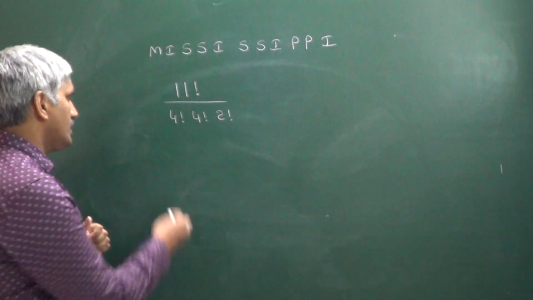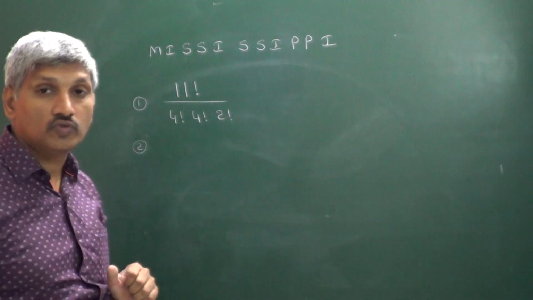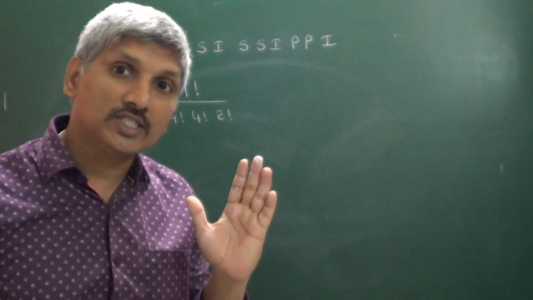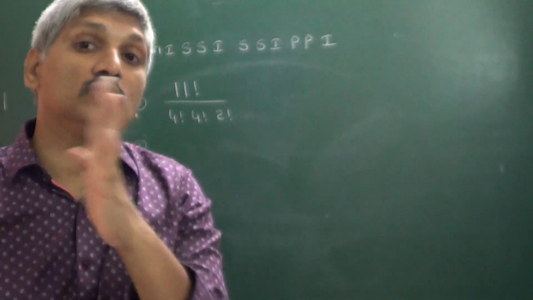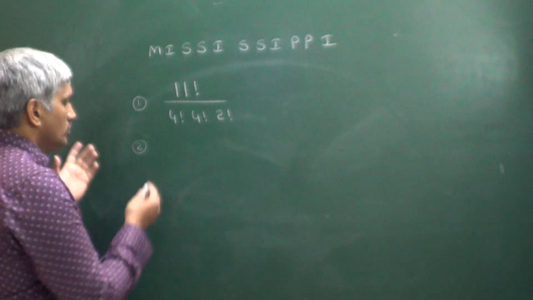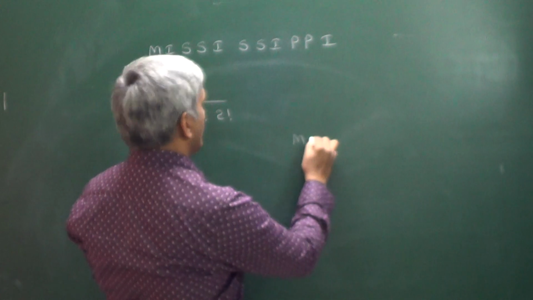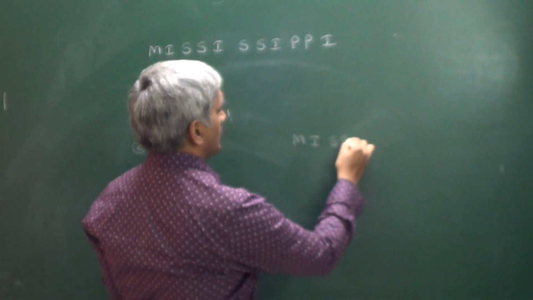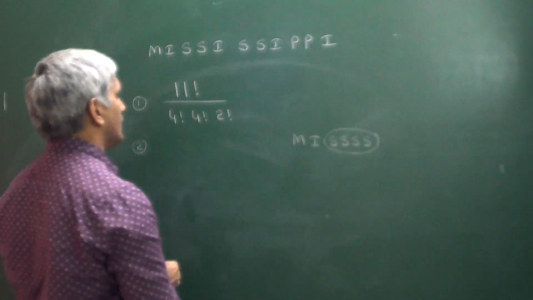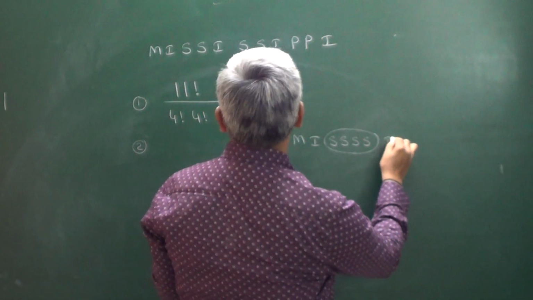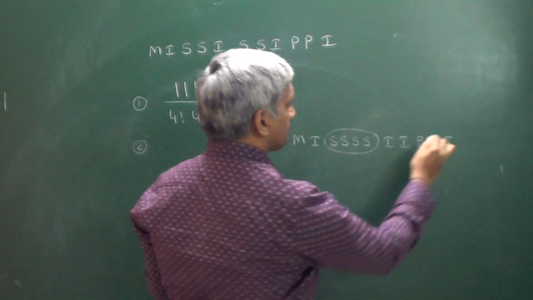Here he is asking for the number of words such that all S's do not come together. First of all, I am considering all S's coming together. M, I, then the 4 S's, and all these S's we consider as one unit, then I, next also I, P, P, I.